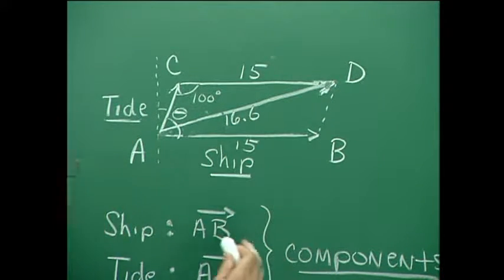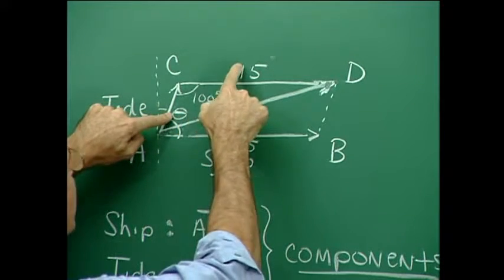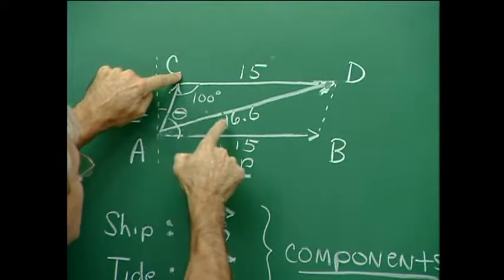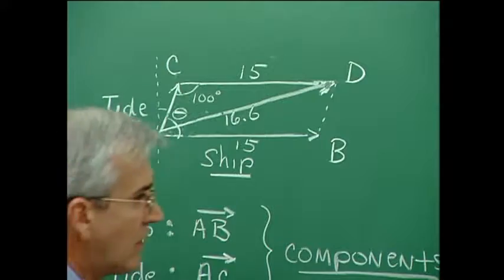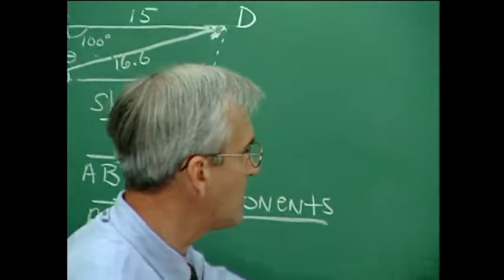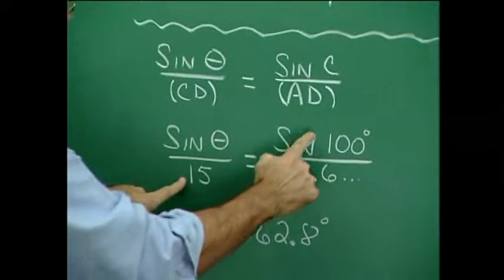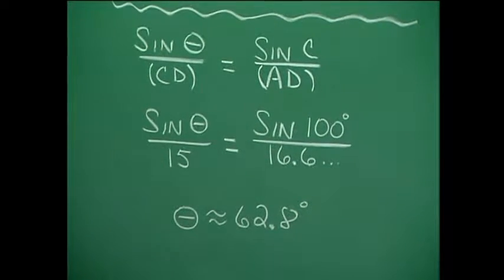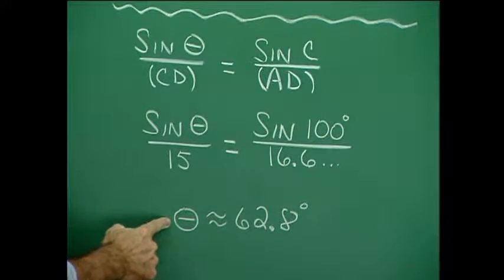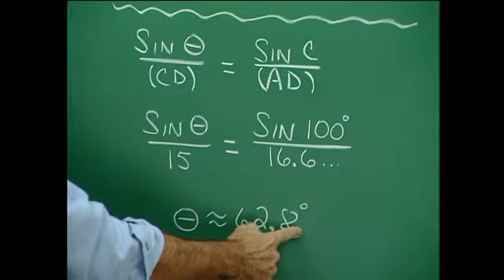Okay, so it's the idea that we have the sine of theta is to 15 as the sine of 100 degrees is to 16.6. So that's the idea. So sine theta over CD equals sine C over AD. So sine theta over 15, sine 100 over 16.6. We find theta to be approximately 62.8 degrees.